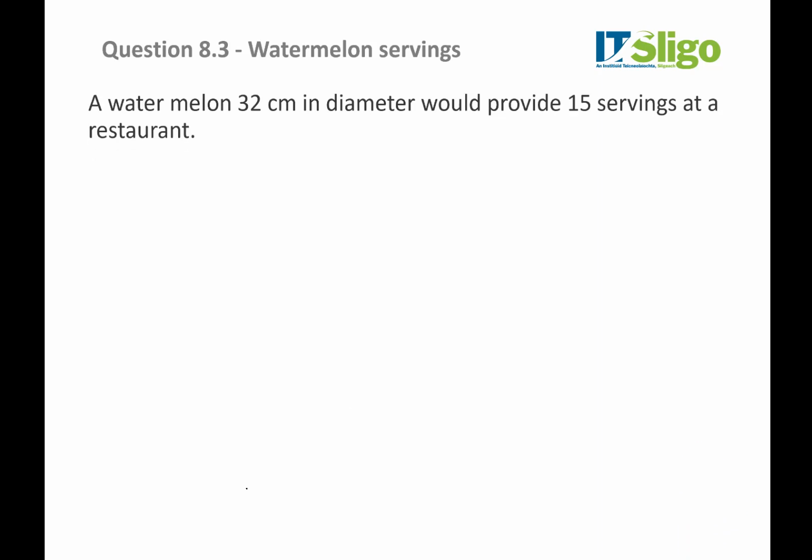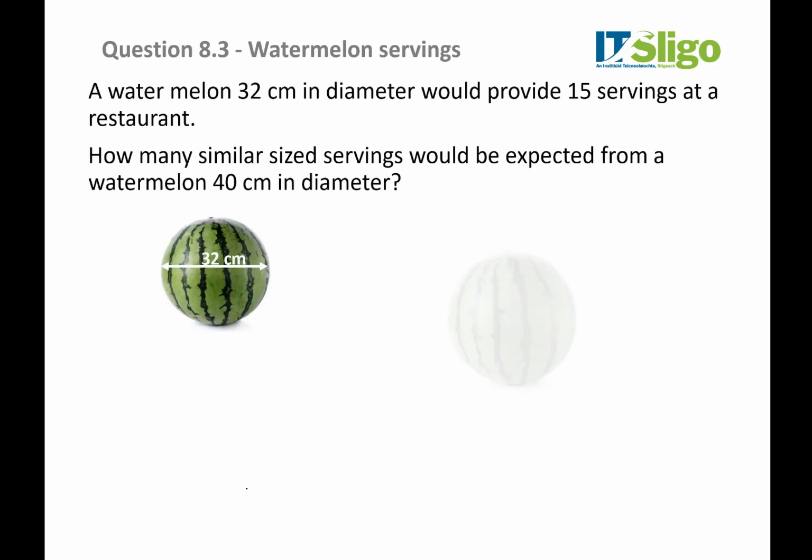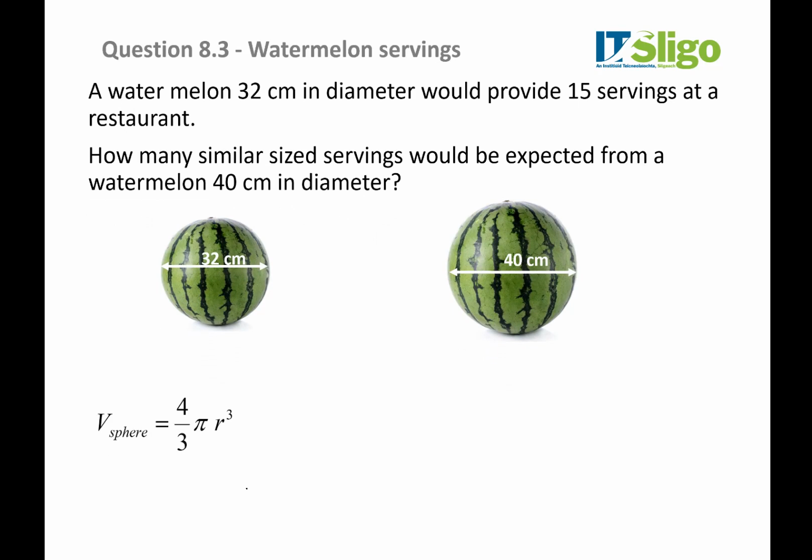Here's another one, same idea. I won't explain this, but same thing, only this time we're talking about serving sizes. This size watermelon will give out 15 servings at a restaurant. So how many servings would we get from this size watermelon, 40 centimeter diameter? So exact same process. And again, you'll be surprised at how a small increase in diameter has a huge change in the quantities involved. This is because we're dealing with cubic relationships.